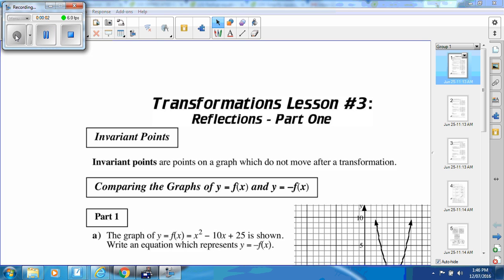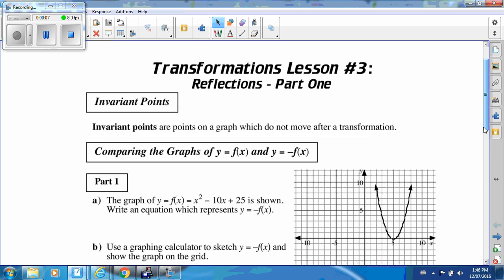All right, so this is transformations lesson 3. It's reflections, and we'll show you how these work pretty quickly here.